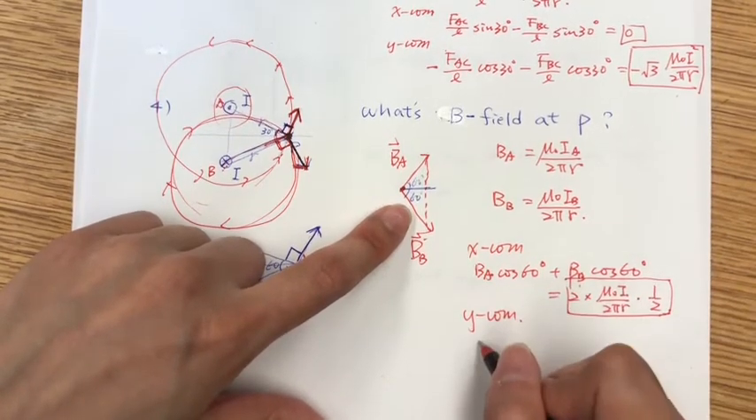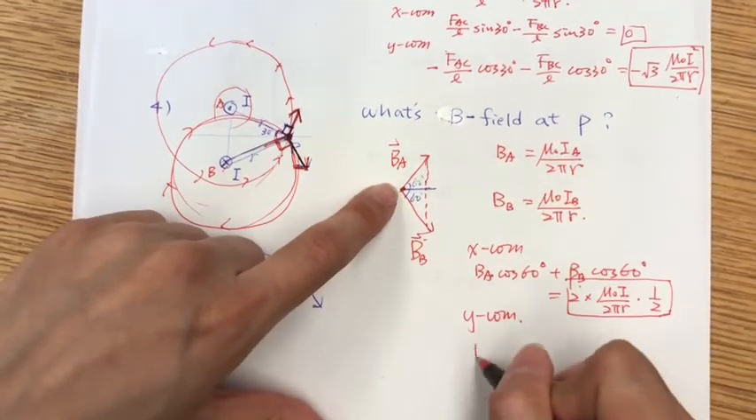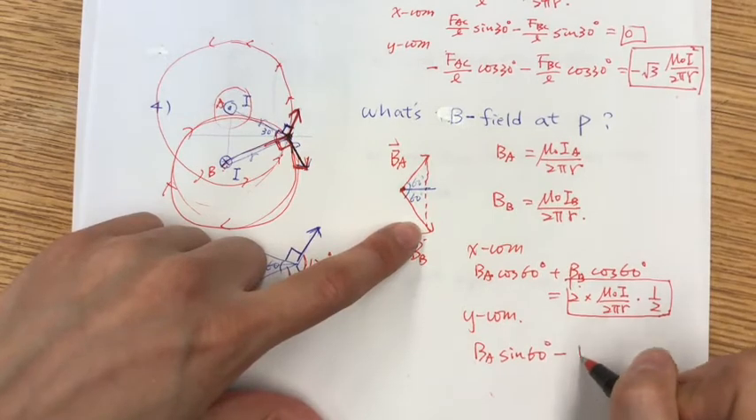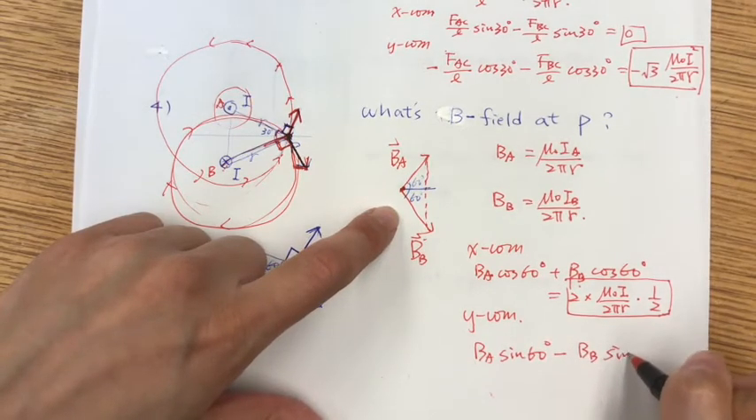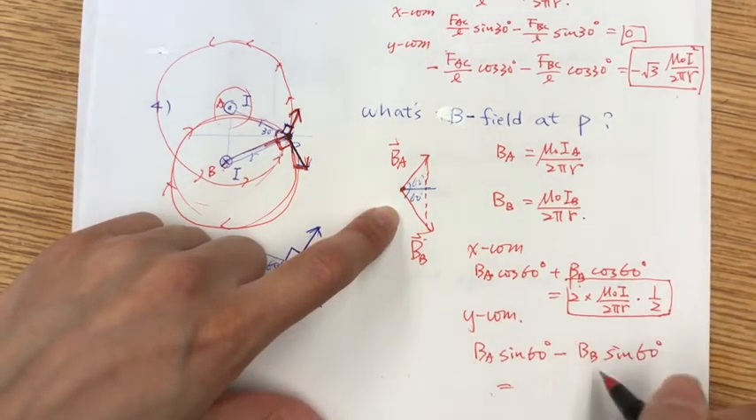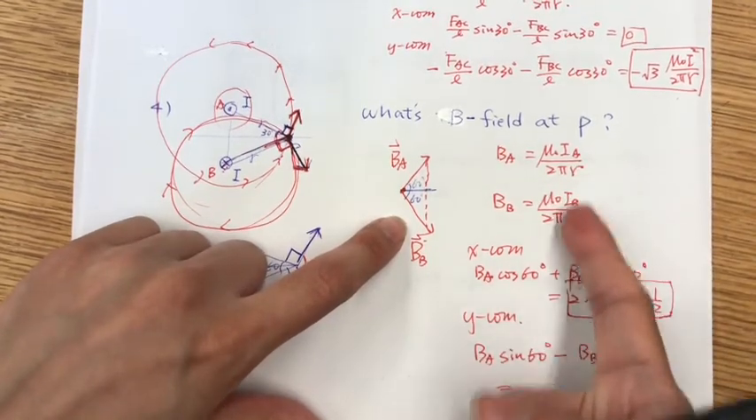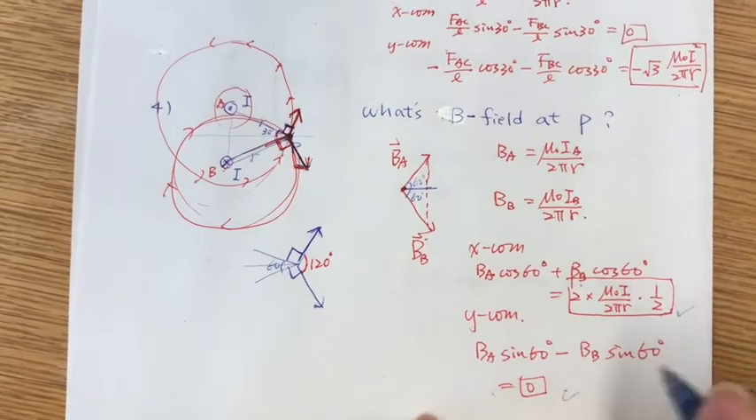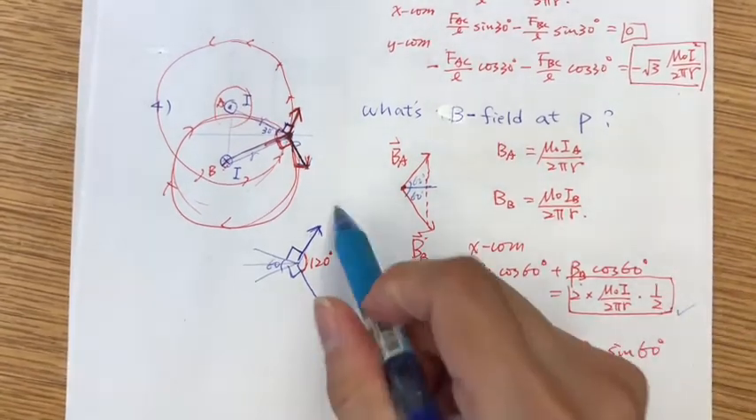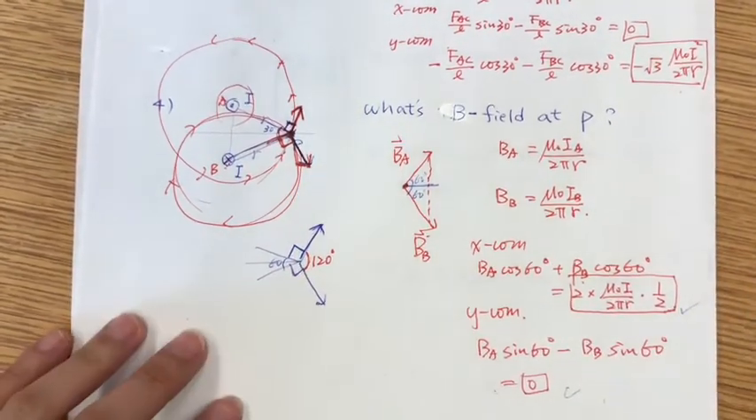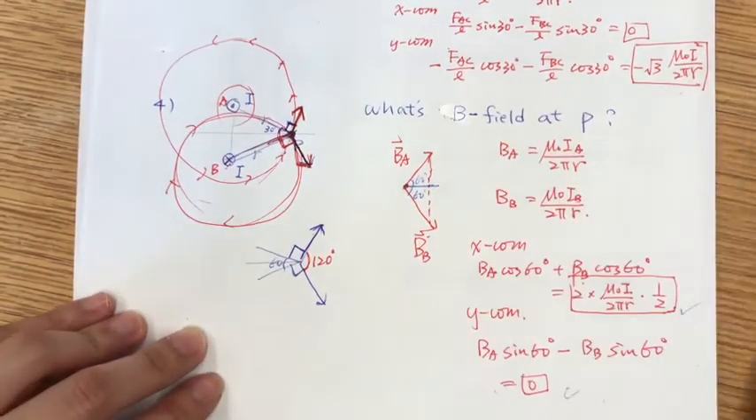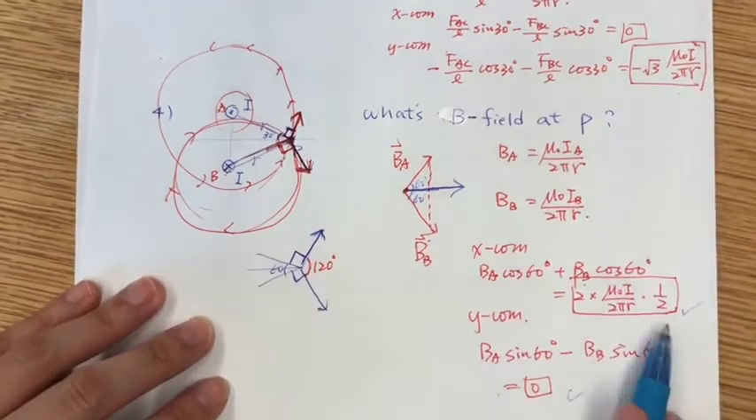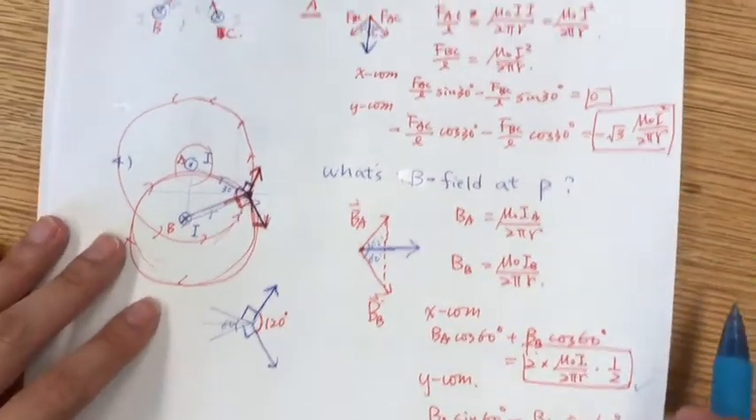In the y component, we have BA sine 60 minus BB sine 60. So they will cancel out if you put in these 2 magnitudes. Okay, so this is your answer. This is the magnetic field at that point. So from this component, you can see that the resulting total net magnetic field is pointing in the positive x direction.